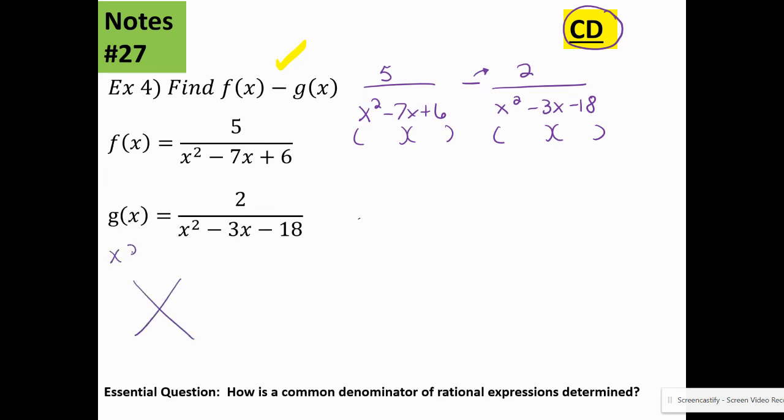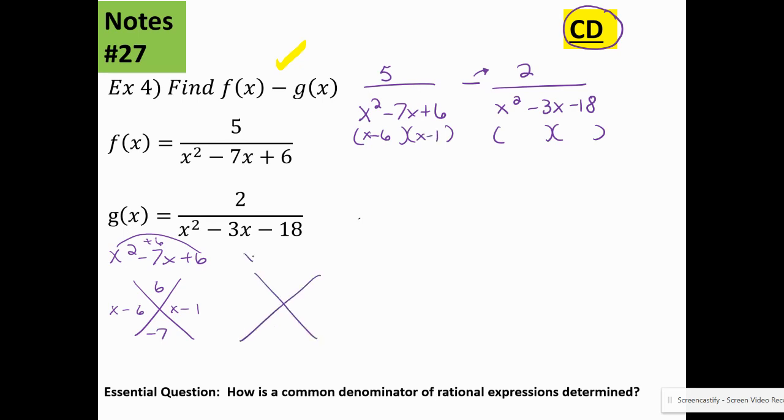The first one is x squared minus 7x plus 6. What multiplies to 6 gives you a negative 7, right? Obviously 6 and 1. What kind of 6 and 1 gives you negative 7 when they're both negative? So this one's going to be x minus 6, x minus 1.